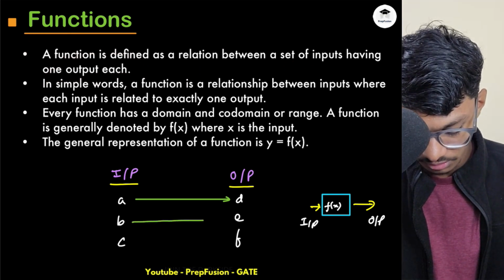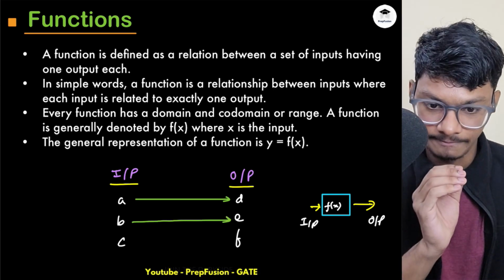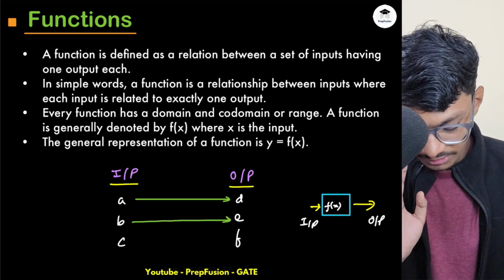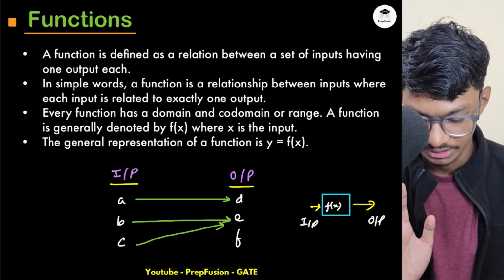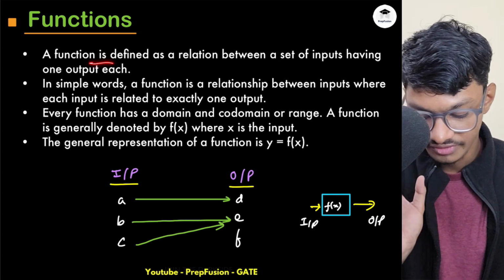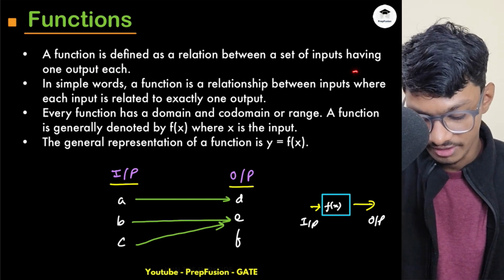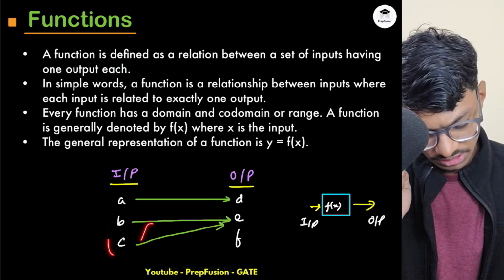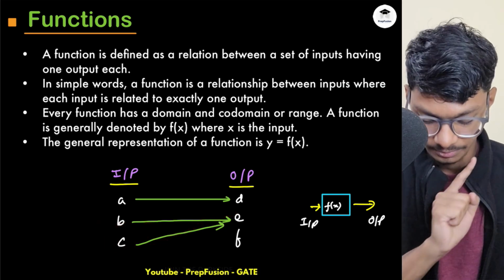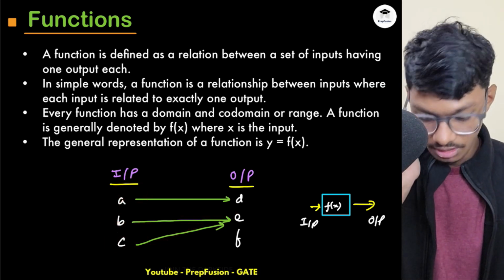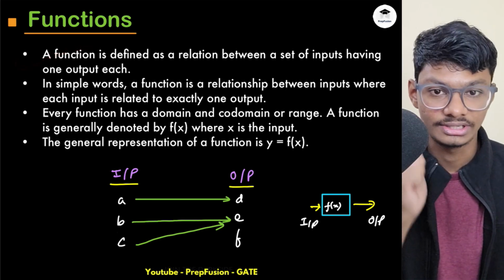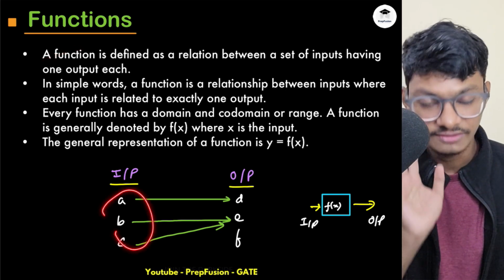Okay, now for B, let's say I'm getting E. Now is it possible that for C also I'm getting E? Is this possible? Now read the statement again. A function is defined as a relation between a set of inputs having one output each. C has one output, fine. B has one output, fine. A has one output. Okay, so this is satisfying this statement, right? So this is a valid function.